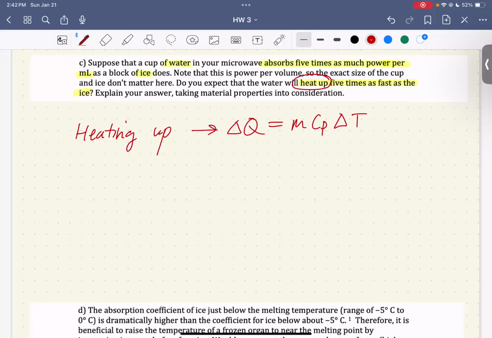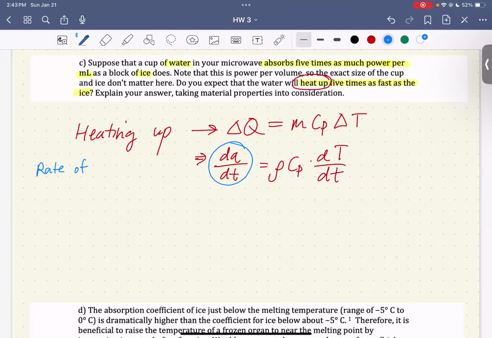Okay, and in quiz section, we derived this. If you were confused by it, I really recommend going back to those slides and understanding each of them. Please come to office hours if any of these parts were confusing. But we were able to go from this expression to dQ over dt equals rho Cp times dT over dt. And what is this over here? This is the rate of heat energy change per unit volume.